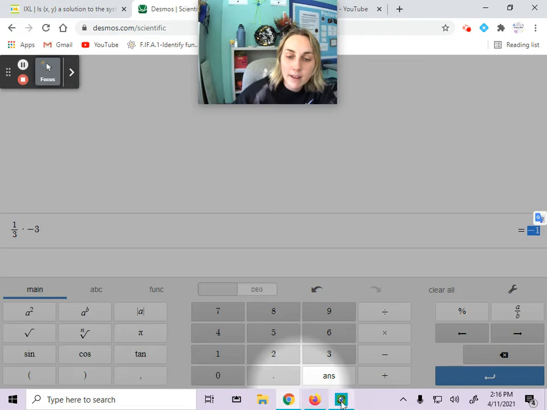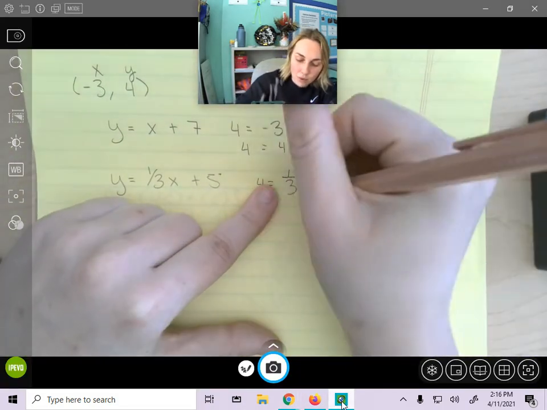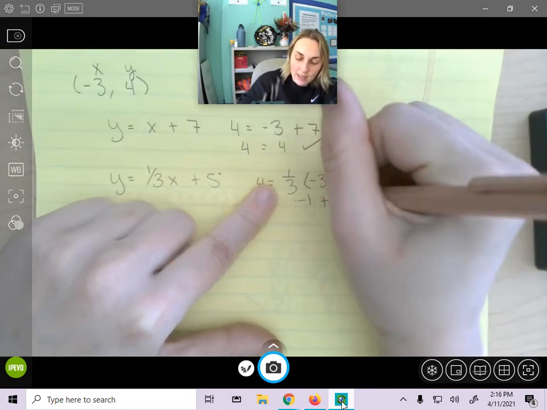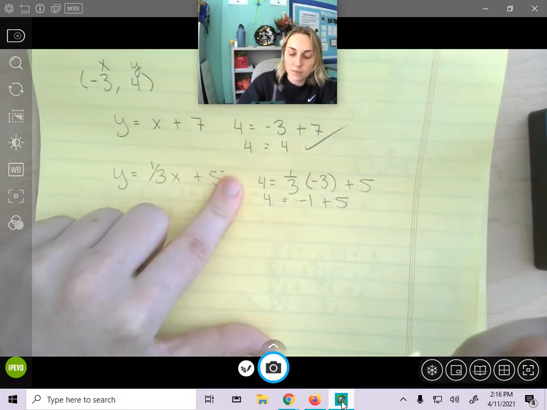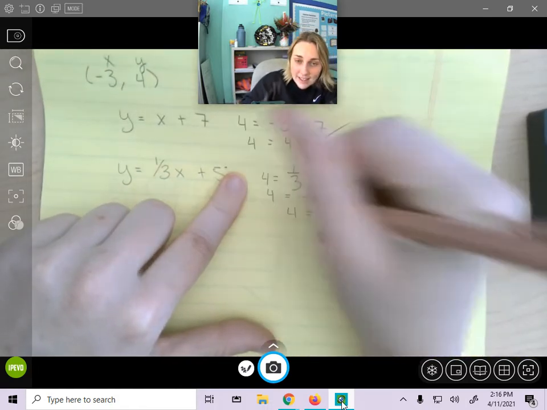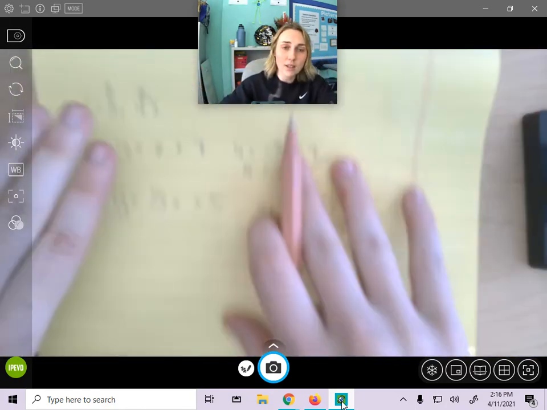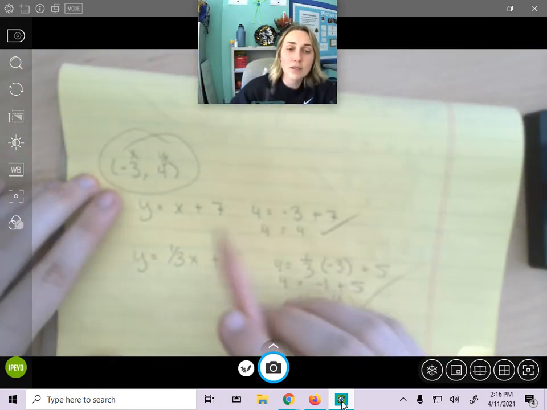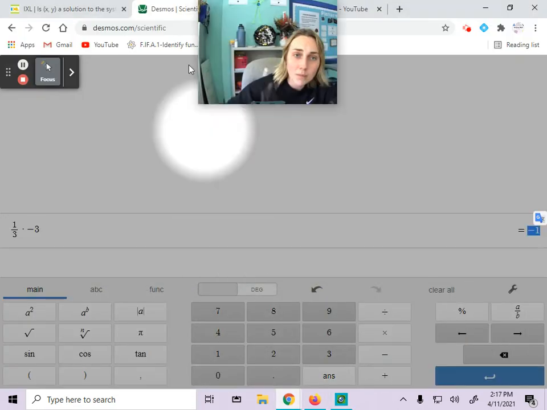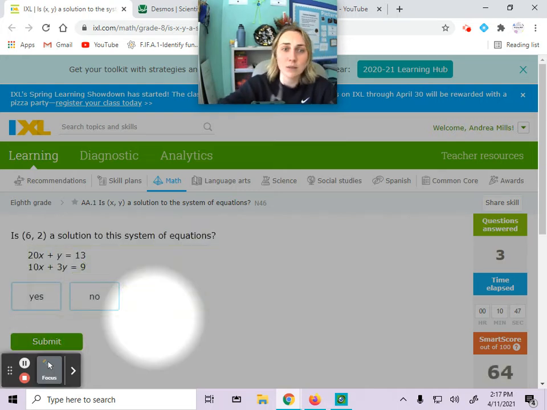So I'll go back here, and I'm going to move this so you can see it. 1/3 times -1 times -3 gave me -1. Bring down that plus 5, and that is equal to 4. -1 plus 5 is 4. 4 is equal to 4. So that, guys, it works out. This ordered pair right here is a solution to both of these equations, so it's going to work. So I'm going to go back to my IXL, and I'm going to say yes, it is a solution to the systems.